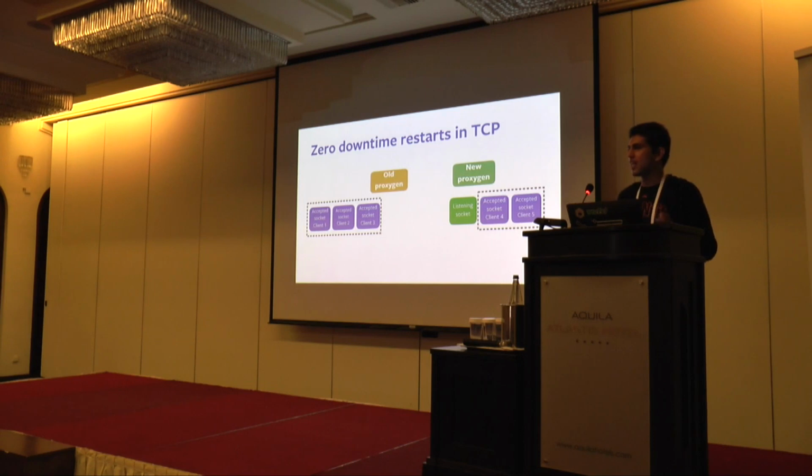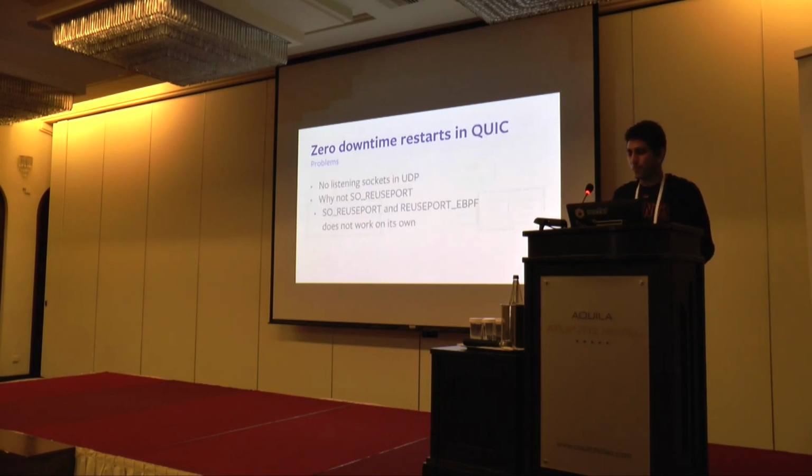So what ends up naturally happening is that the existing accepted sockets are currently live with the old Proxygen instance, and so they can keep continuing to serve existing requests and draining those requests as time goes on, whereas all the new connections go to the new Proxygen instance. This works great, it works very naturally with TCP, and the fundamental reason for this is this nice separation between listening and accepted socket file descriptors, which you can take over.